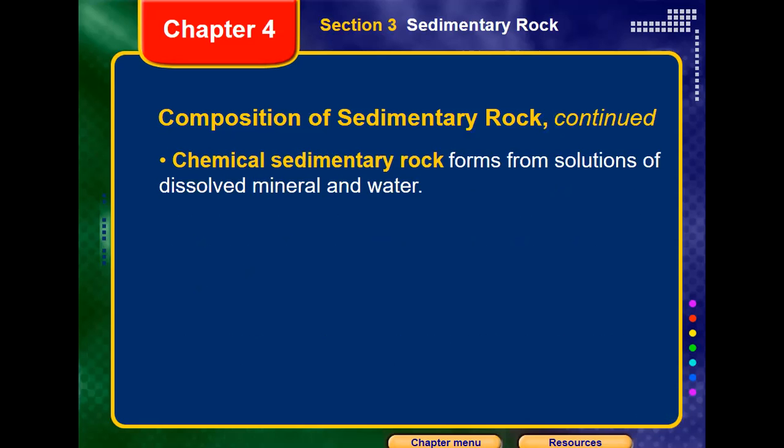So here is the second group of sedimentary rock, which is chemical sedimentary rock. So what is chemical sedimentary rock? Chemical sedimentary rock is rock which is formed from a solution of dissolved minerals in water. What does it mean? Simply, we know that some minerals can dissolve in water, or water already has a lot of minerals dissolved in it.